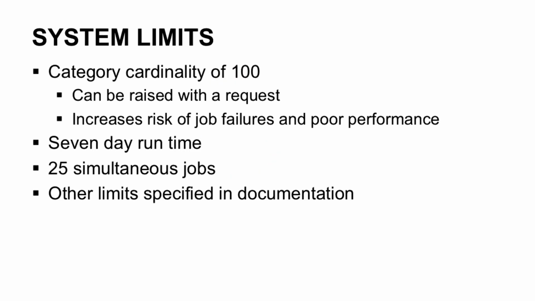There are a number of other soft and hard limits with Amazon. The number of different kinds of values you can have in a given category is limited to 100. That's a soft limit. You can, as with other soft limits, raise that with a request. However, increasing that will also increase the risk of failures when you are doing batch predictions or training the model and could lead to poor performance. There are some other limits, such as a 7-day runtime and 25 simultaneous jobs at once. And then the documentation actually has a really good list of what the limits are.